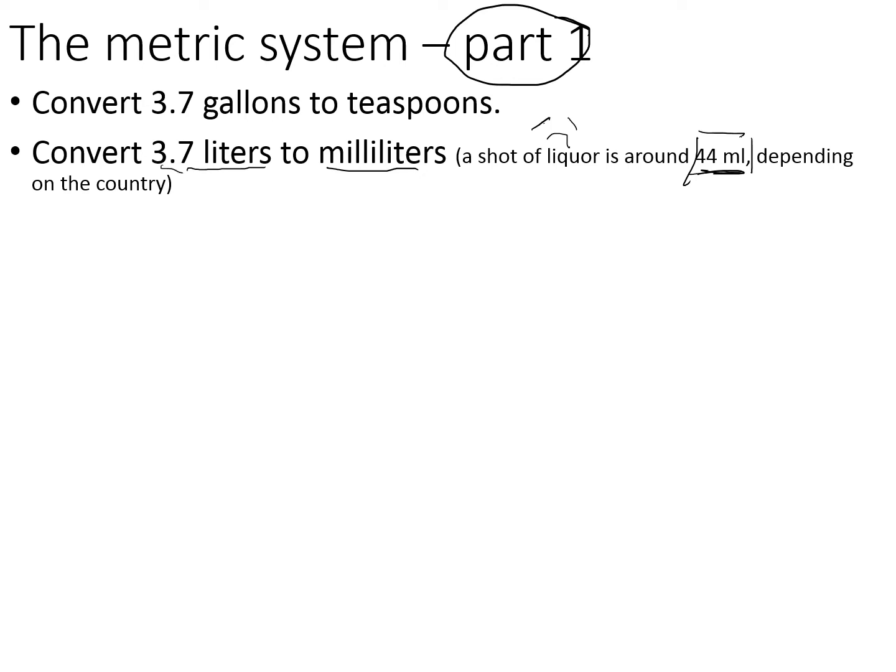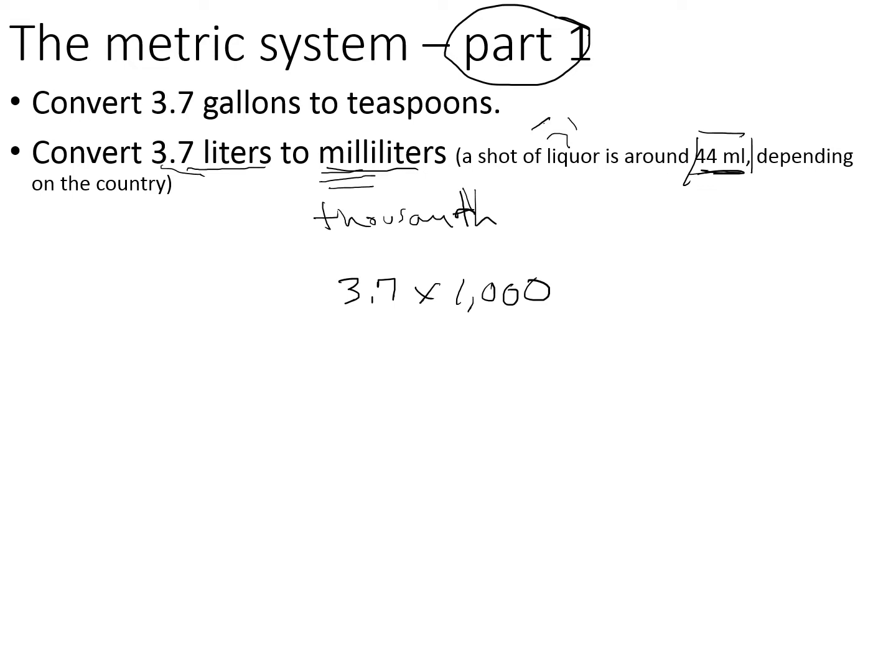This conversion, I can do it in my head easily because I can remember a few things. This root word, milli, means thousand, or thousandth. So there are 1,000 milliliters in a liter. So to do this conversion, we're just going to take 3.7 and multiply it by 1,000, and this is pretty easy math because it is in base 10.